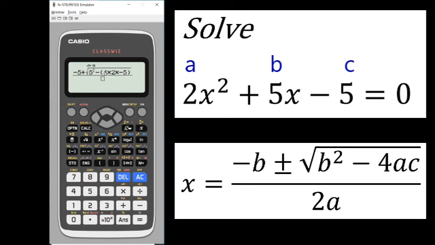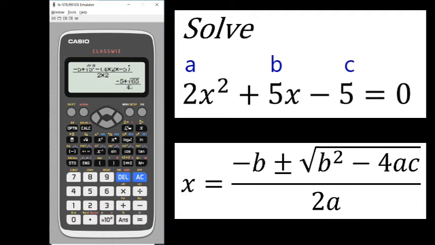Alright, and the reason I put that in a bracket is because that's 4ac, all over, and if I scroll down, 2 times, well, my a was 2, I said. So that would be the quadratic formula, with b as being 5, a as being 2, and c as being -5. Right, quadratic formula. So that's me kind of putting it all in. Once I've done that, obviously I press equals, and that's going to give me a solution.